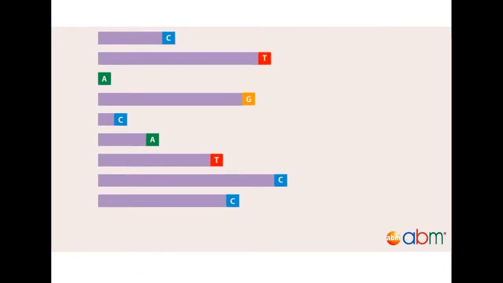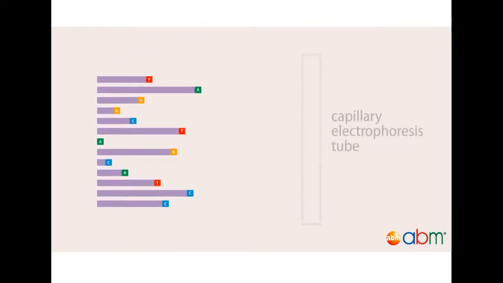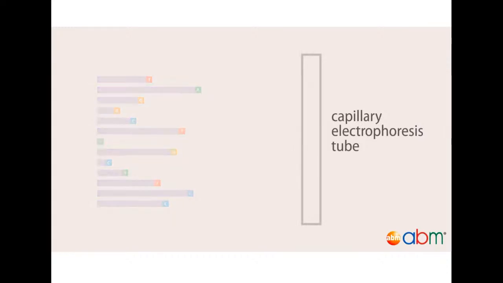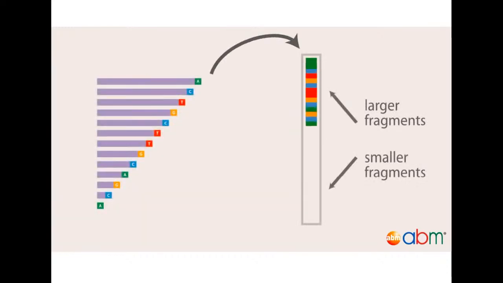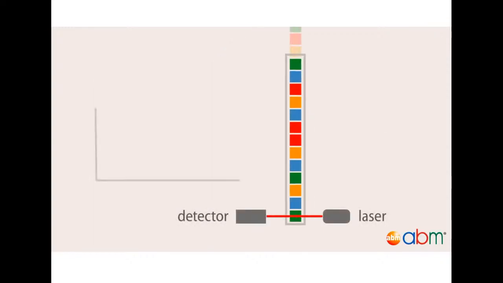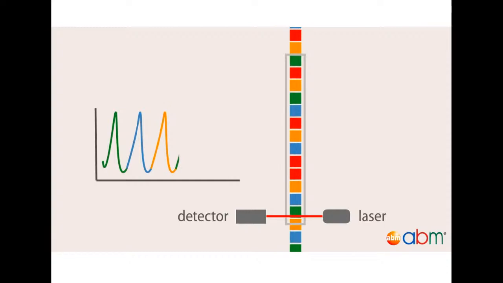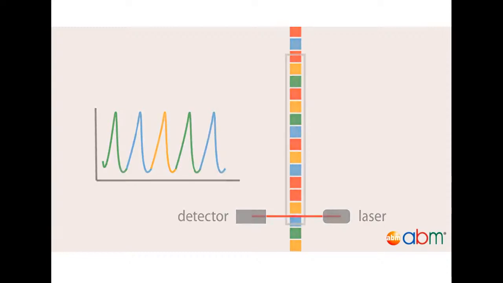The reaction mixtures are loaded on the sequencing machine, either manually onto slab gels or automatically with capillaries, and are electrophoresed to separate the DNA molecules by size. The DNA sequence is read through the fluorescent emission of the dideoxynucleotide as it flows through the gel. Modern-day Sanger sequencing instruments use capillary-based automated electrophoresis, which typically analyzes 8 to 96 sequencing reactions simultaneously.